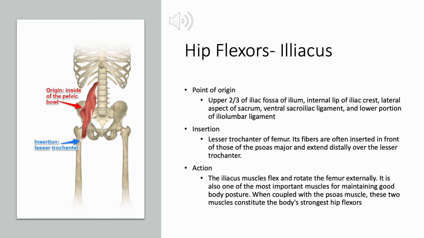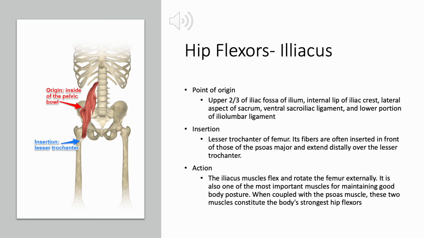Next is the hip flexors. We started with the iliacus. The point of origin is the upper 2/3 of the iliac fossa of ilium, the internal lip of iliac crest, the lateral aspect of sacrum, ventral sacroiliac ligament, and the lower portion of iliolumbar ligament. The insertion point is the lesser trochanter of femur.